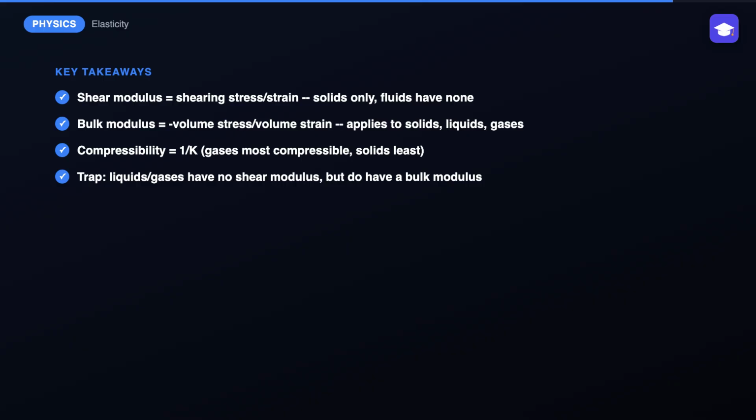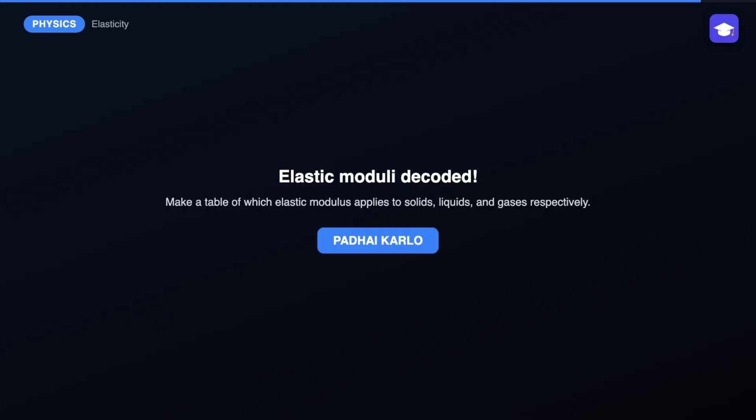In the key trap to remember always, liquids and gases have no shear modulus, but they do have a perfectly well-defined bulk modulus. That's the modulus of rigidity and bulk modulus. Keep the solids-only shear versus universal bulk modulus distinction sharp. It's the single most reliable trap in this topic.